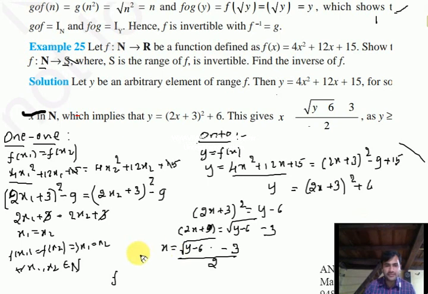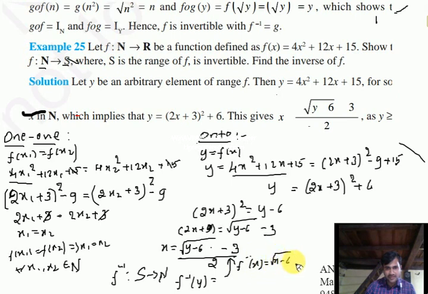Therefore, the inverse of the function f is f inverse from S to N, given by f inverse of y. X is nothing but f inverse of y, which is equal to this particular step, square root of y minus 6 minus 3 divided by 2. Otherwise, you can write it as f inverse of x is equal to square root of x minus 6 minus 3 divided by 2. So this concludes this answer.